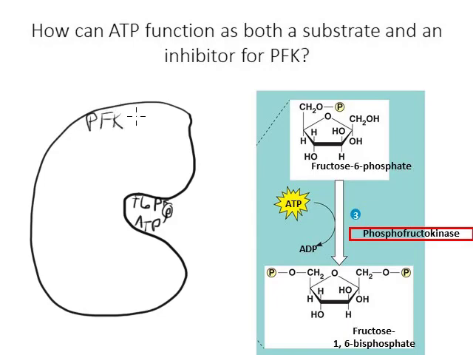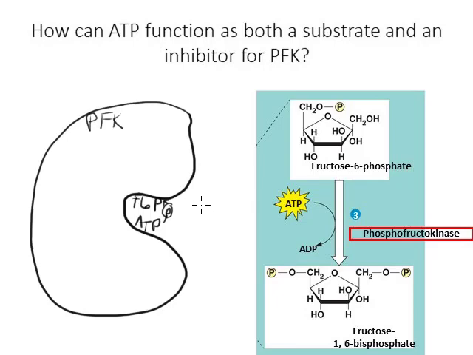So, if ATP is a substrate of the enzyme, how can it also act as an inhibitor? Could ATP function as a competitive inhibitor in this case? Or does it make more sense that ATP would function as a non-competitive inhibitor? How does ATP only inhibit the enzyme when it's at high concentrations, but not low concentrations?